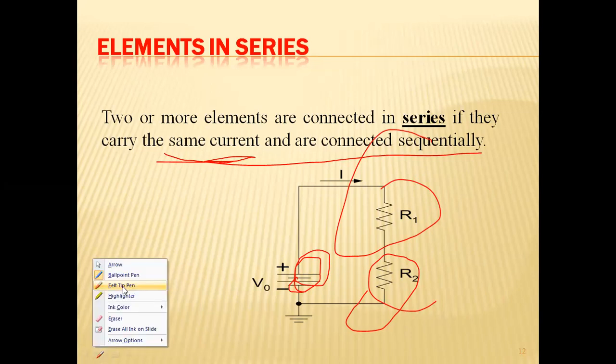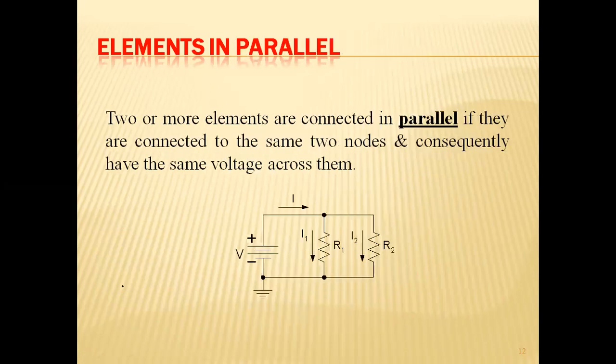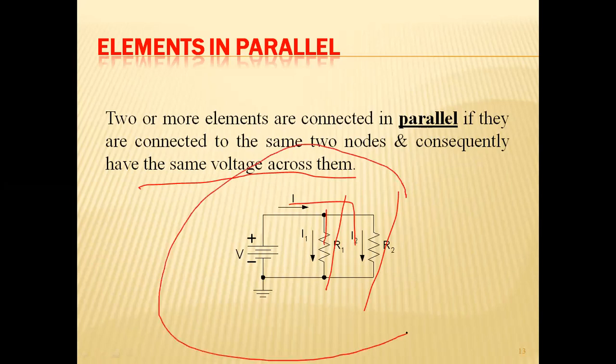Okay. Next comes elements in parallel. So what is the condition for parallel? Two or more elements are connected in parallel if they are connected to the same two points and consequently have the same voltage across them. Same voltage. This is the condition for elements to be in parallel. One element is R1, second element is R2. Two elements have the same voltage across them, and current I is divided into two elements, I1 and I2.